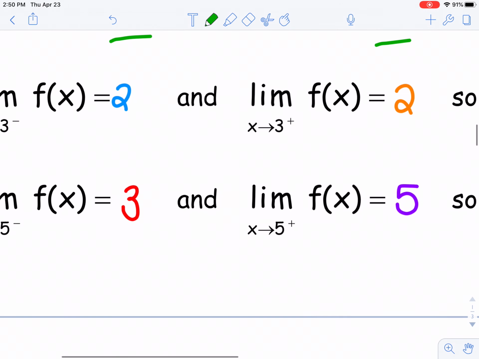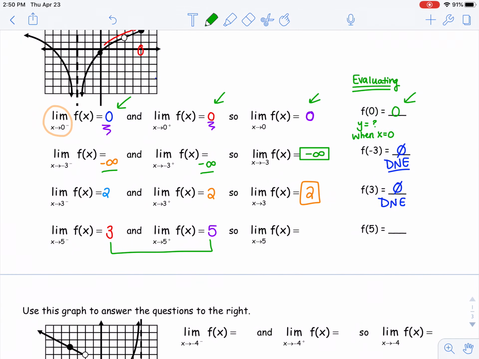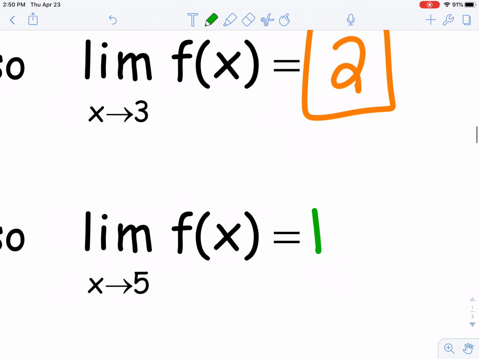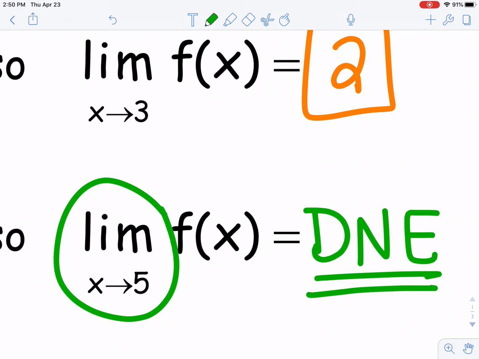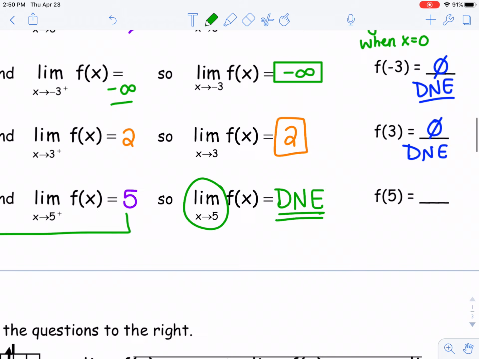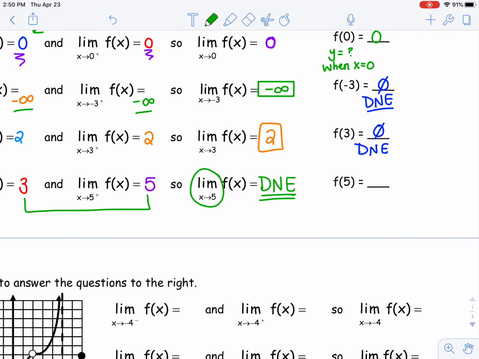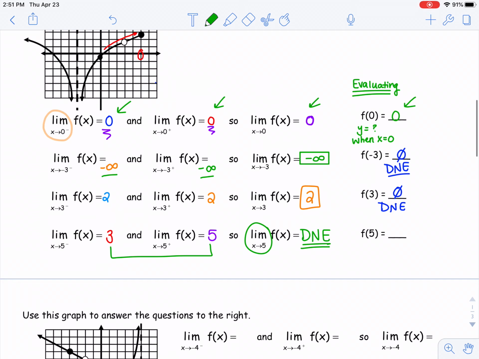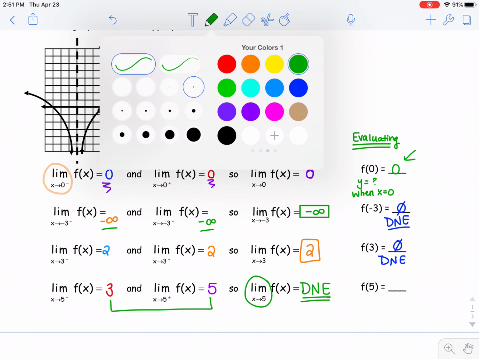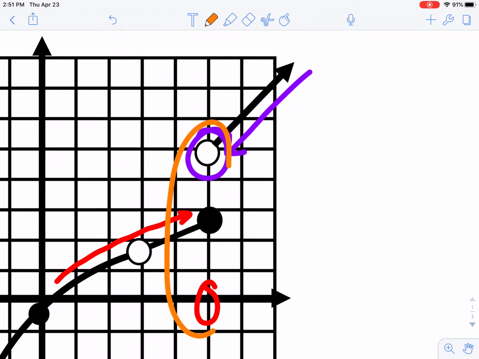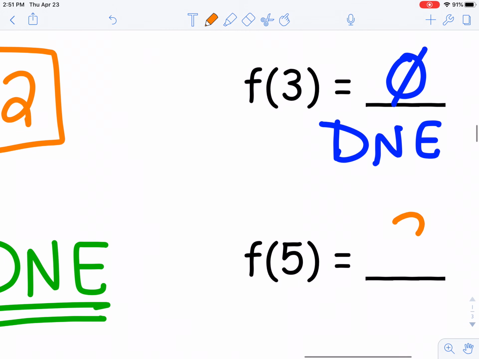Notice that these numbers are not the same, which means from the left and the right, the graph is not approaching the same number, and that is what makes this answer does not exist. So the overall limit doesn't exist because the function's not approaching the same thing from the left as it is from the right. I always think of Lindsay Lohan, the limit does not exist. This is a perfect example of the limit does not exist. Okay, it's not approaching the same number from the left as it is from the right. If I actually evaluate f of 5, what is the actual y value when x is 5? It's the filled in dot because that's inclusive. So f of 5 is 3.